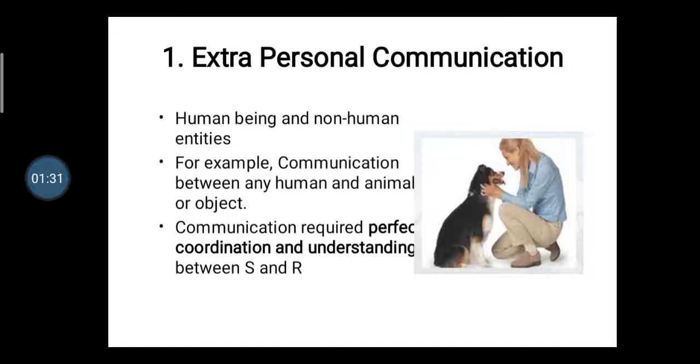This communication requires perfect coordination and understanding between S and R, where S stands for the sender and R stands for the receiver. Perfect coordination and understanding are required for this type of extrapersonal communication. It is mostly done with pets, as some human beings keep animals as pets and communicate with them.